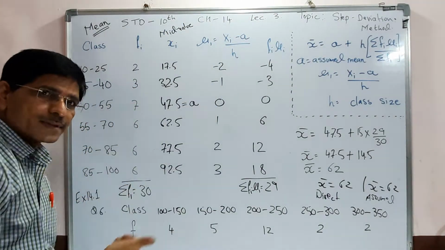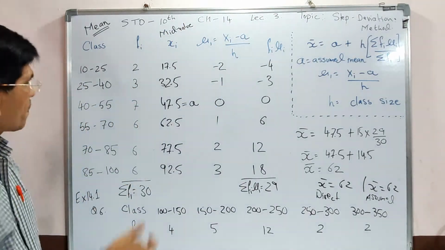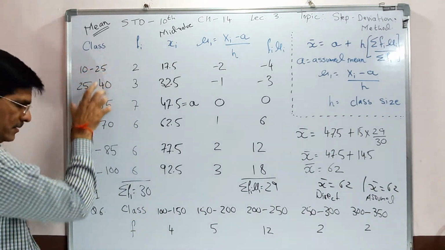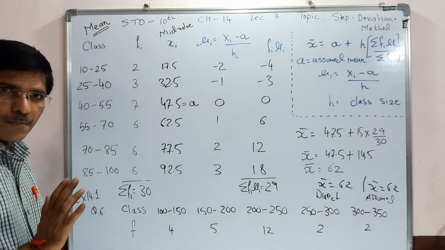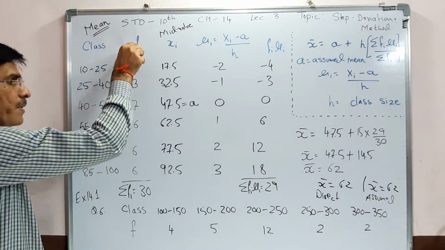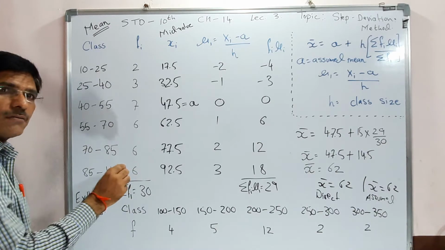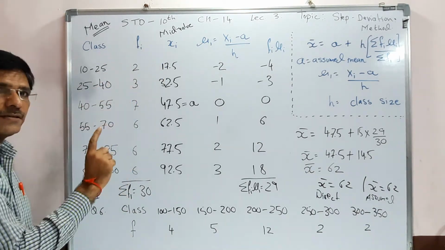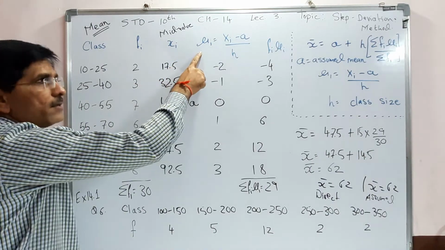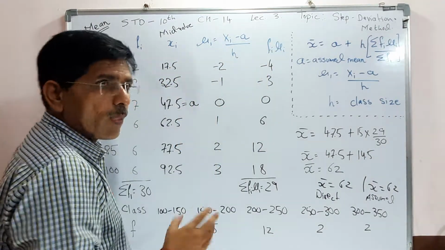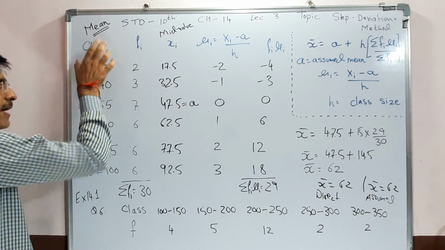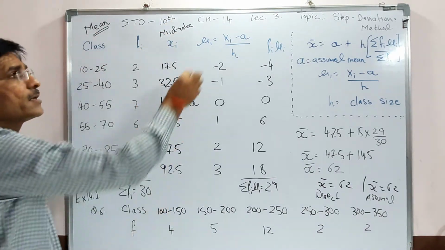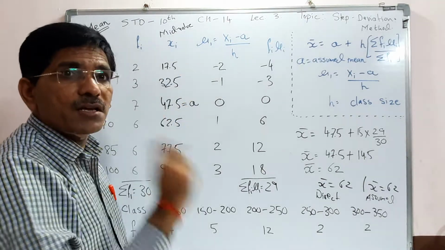So what are the steps to find the answer? We start from here. The class is always given in the question, and the frequency is also given in the question. What we have to find out is xi, afterward di, then ui. In the past lecture, the class is the same, the frequency is the same, xi is the same. Here we find di, that is called the deviation.